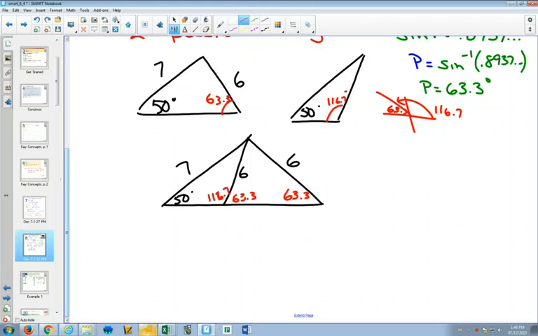And then these two have to add up to 180. So that's another reason that it would have to be 116.7.